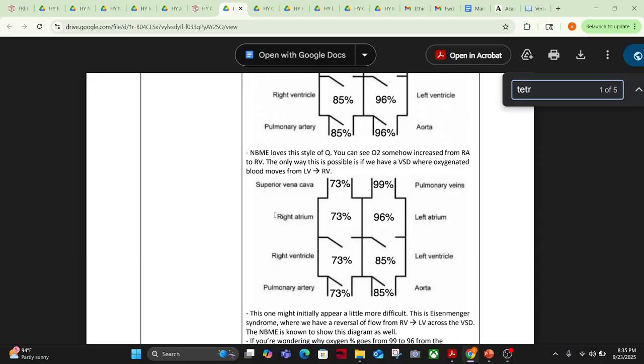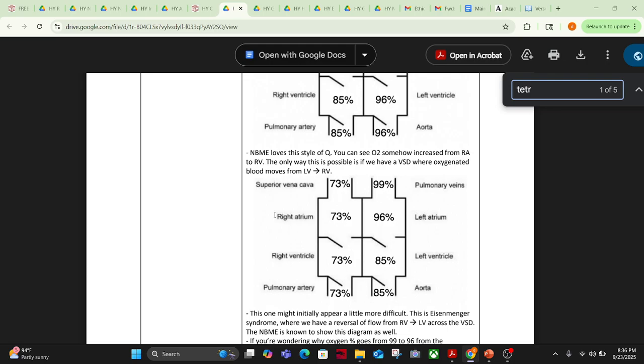So Eisenmenger starts with a left to right shunt, and this causes increased blood in the lungs. And then eventually the lungs can't take it anymore, and it switches. The lungs switch the shunt from the right ventricle to the left ventricle. That's why it says Eisenmenger's syndrome: we have a reversal of flow from right ventricle to left ventricle across the VSD.